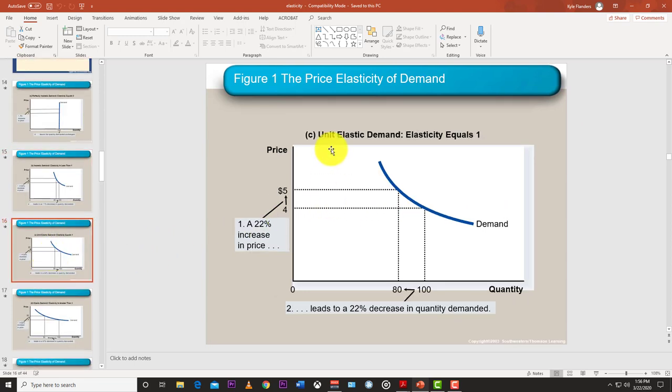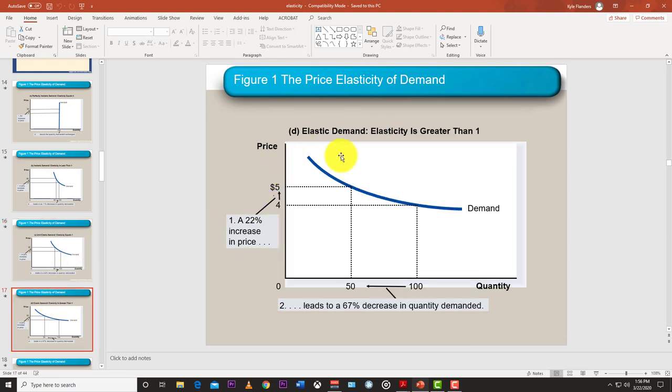Then we have unitary elasticity of demand, as I said before. That's where elasticity equals one. A 22% increase in price means a 22% change in the quantity demanded. You see that? Move down. You can see it right there. So that's unitary: the percentage change in quantity demanded equals the percentage change in price. After you plug in all of your numbers in the equation, your coefficient is going to be one, and that means it's unit elastic demand, unitary elasticity.